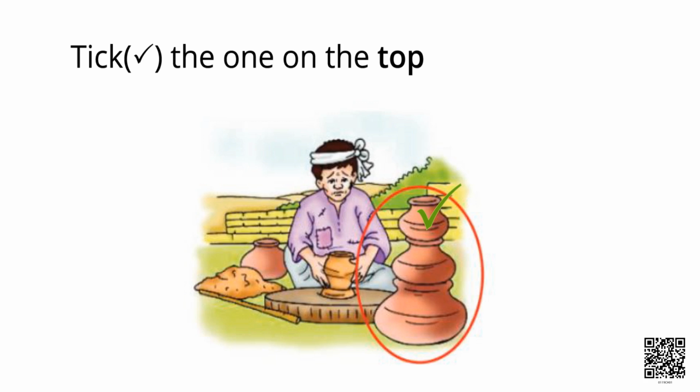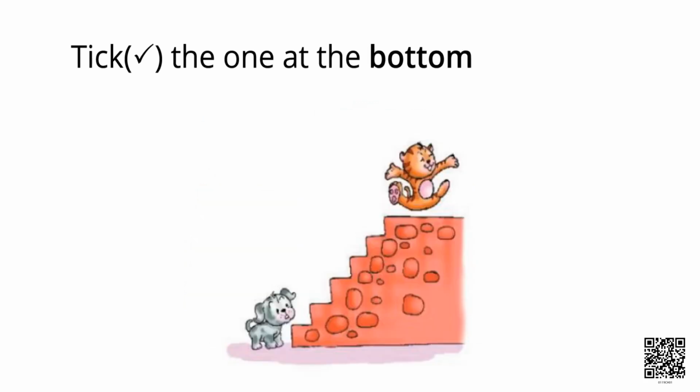Okay, now just look at this picture. What can you see? A kitten and a puppy. Yes, dear children, there is a kitten and a puppy. Why is the kitten happy? Happy and dancing. Yes, the kitten has come to the top. Very right. And who is not able to climb the stairs and is still at the bottom? Puppy, ma'am. Very good.